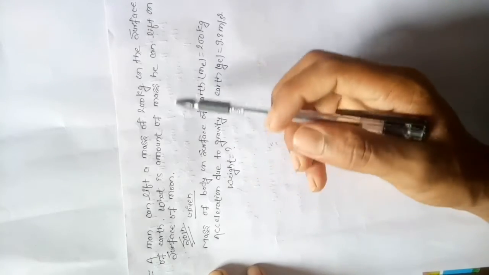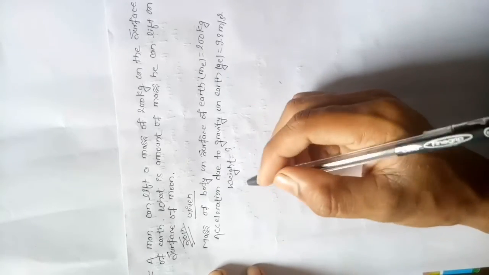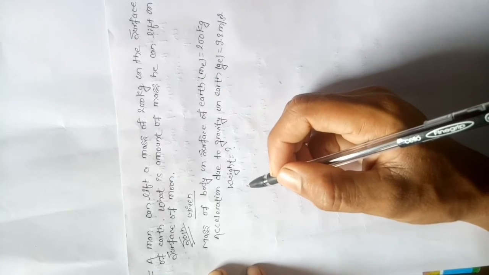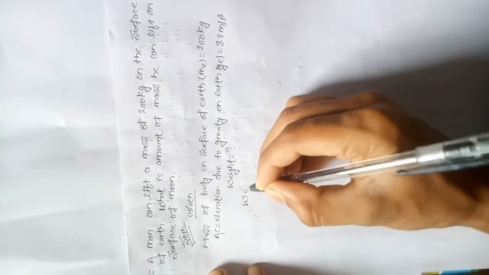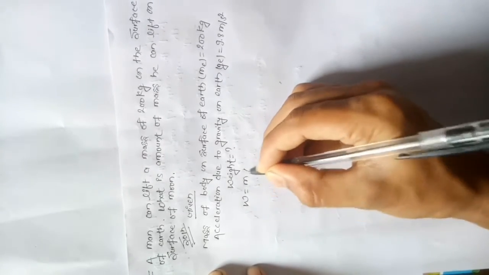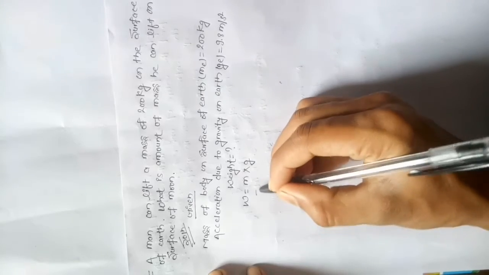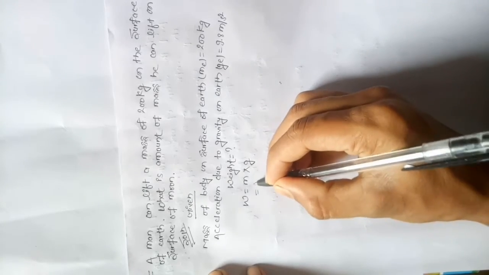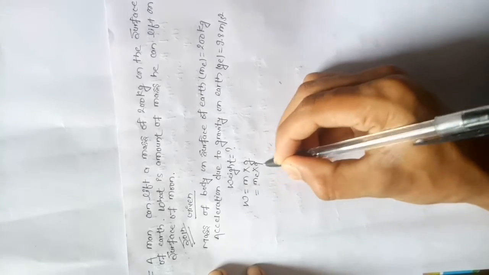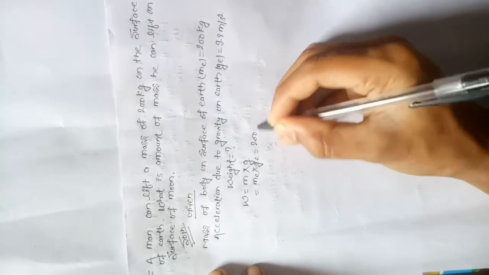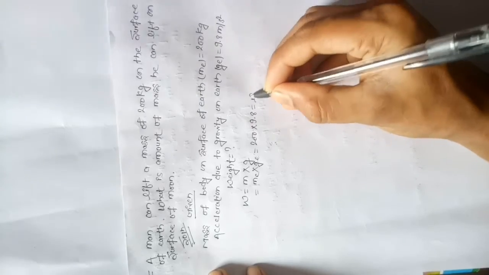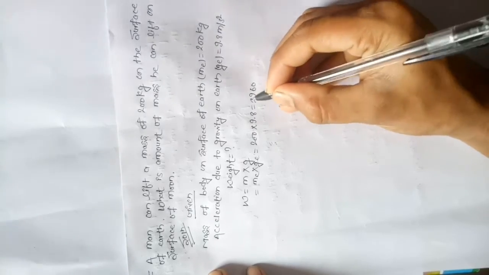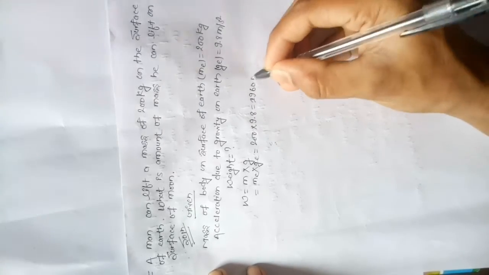To calculate the amount of mass he can lift on the surface of the moon, we have to first calculate the weight on the earth. We have the formula of weight as weight equal to mass into gravity. As we are talking about the earth, we get 200 into 9.8, and if you type this and calculate, we will get 1960 Newton.